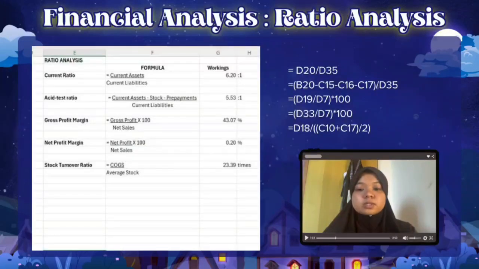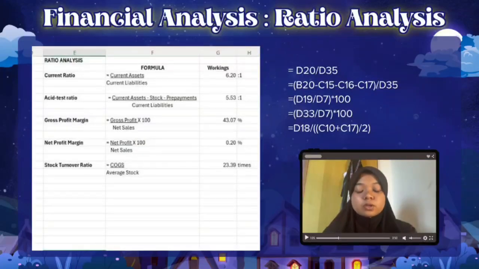Next, for acid test ratio, we use the formula =(B20-C15-C16-C17)/D35 to get RM5.53. This means the business has RM5.53 of liquid assets to pay RM1 of current liabilities.